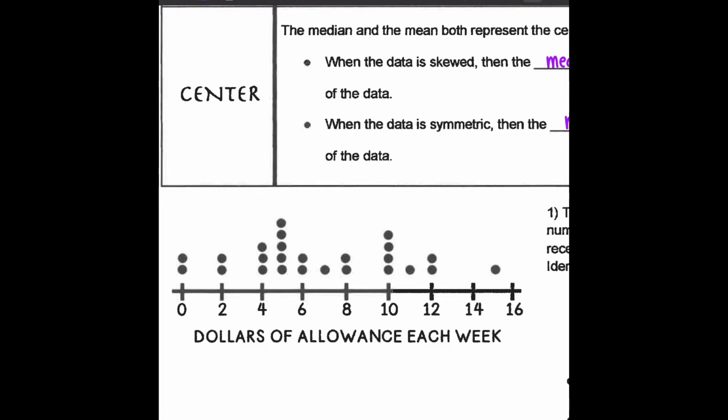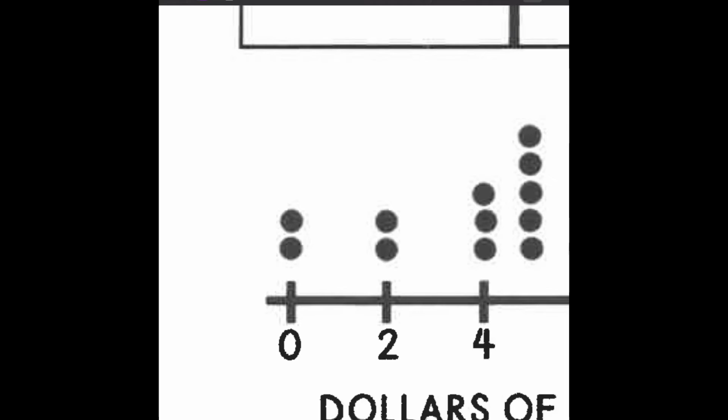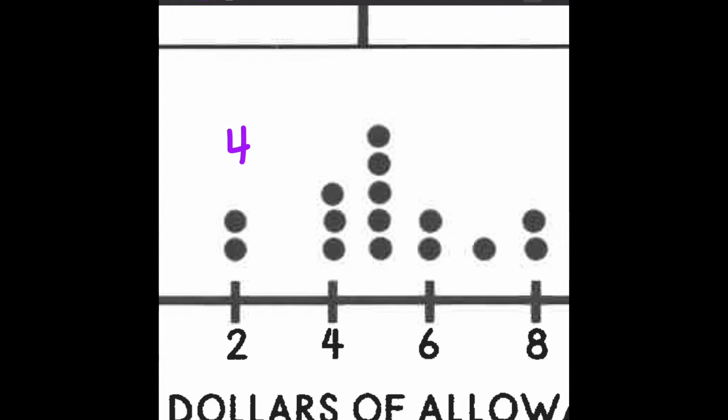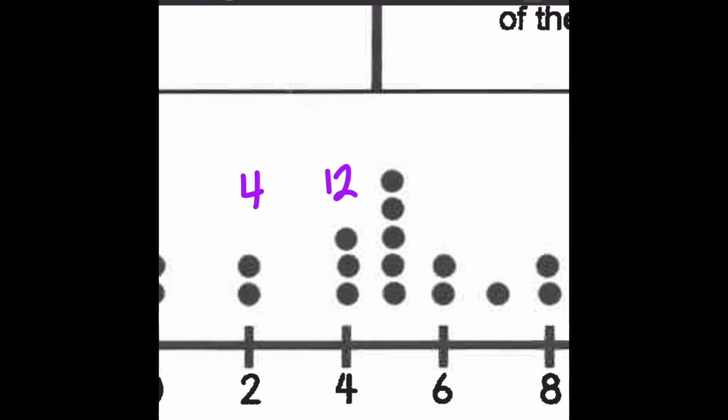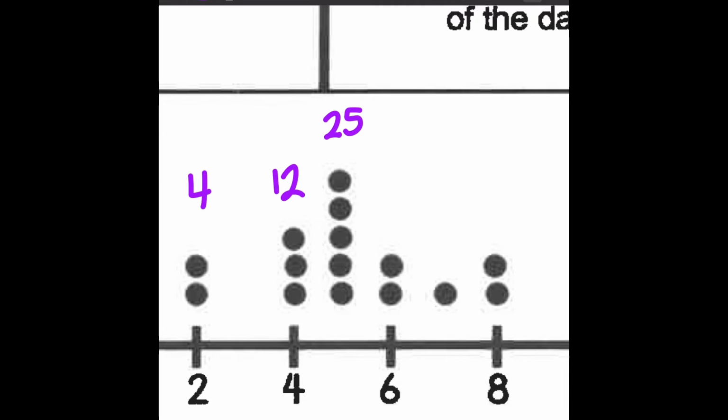So to find the mean, we actually need to add up all of these data points and then divide by the number of points. So the way I'm going to do this is these 2 dots that represent 0, that's going to be 0. But these 2 dots that represent 2, 2 plus 2 is 4. We've got 3 dots that represent 4. 4 times 3 is 12. Okay, we have 1, 2, 3, 4, 5 dots that represent 5. So 5 times 5 is 25. We have 2 dots that represent 6. 6 times 2 is 12.